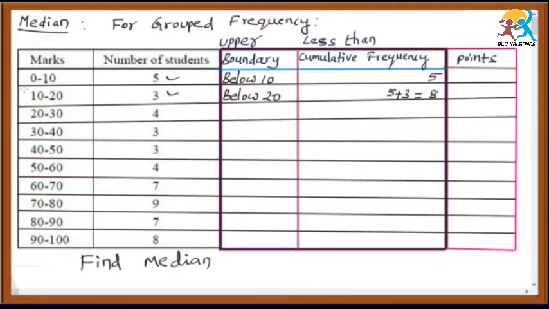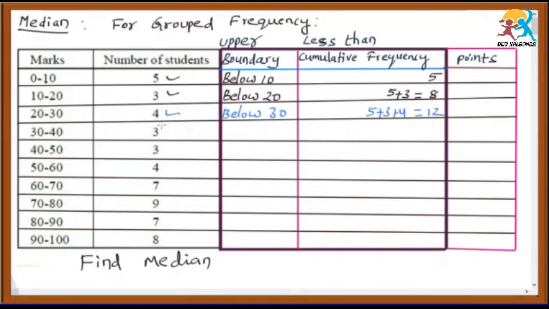And for the next class interval 20 to 30, we have to find out the number of students who got below 30 marks. So below 30. How many students got below 30? These 5 students and these 3 students and as well as these 4 students. So we have to add these 3 values. So we can write 5 plus 3 plus 4, that is equal to 12.